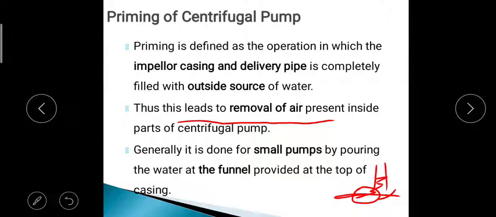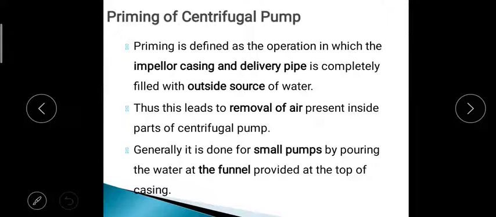So this has to be removed by putting some water from the delivery side, and it has to be filled till it comes out of the delivery pipe. When it comes out of the delivery pipe, it indicates that it is completely filled from the delivery pipe till the centrifugal pump, so it does not lead to damage to the centrifugal pump. So we can start our pump easily. This is nothing but priming. Priming is nothing but filling of water in the delivery pipe and the impeller casing before starting it.